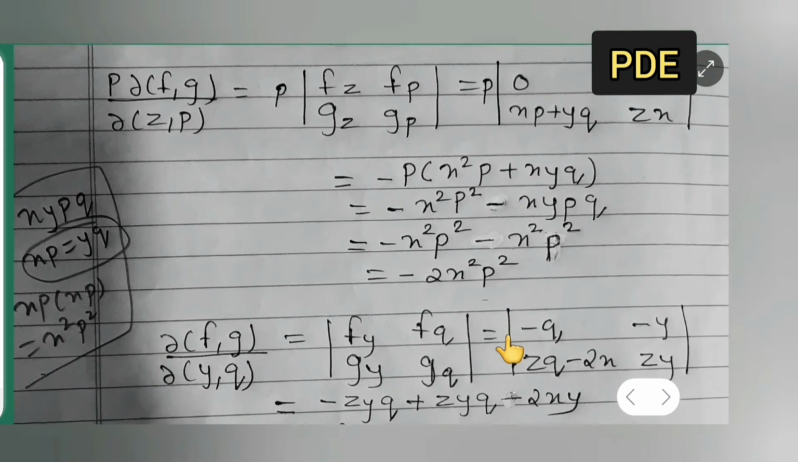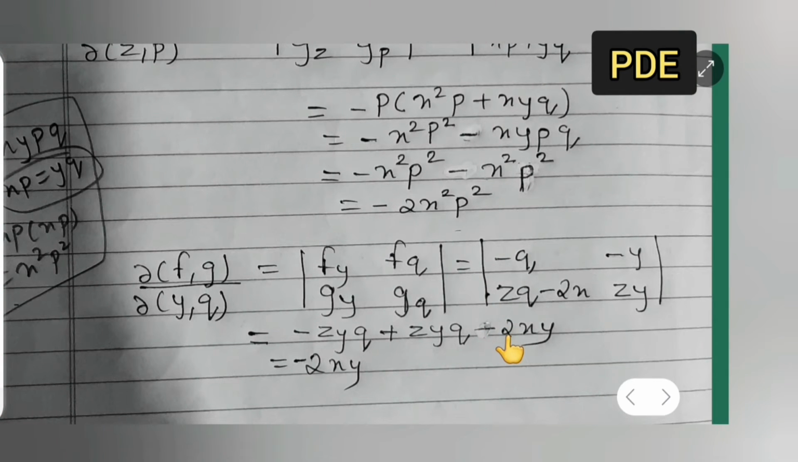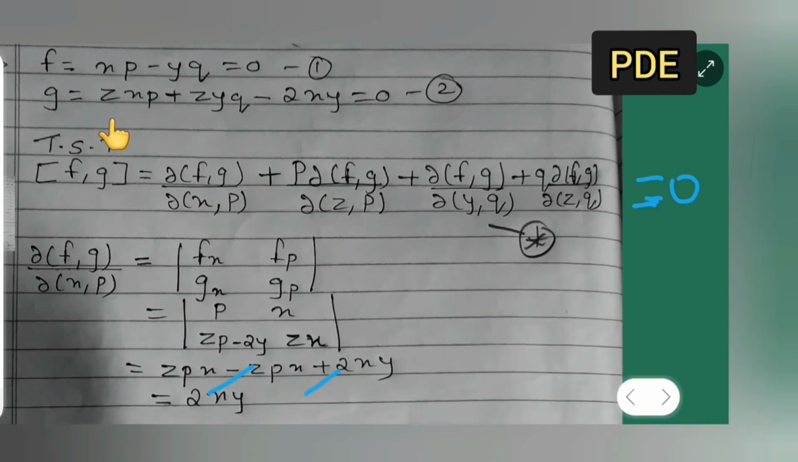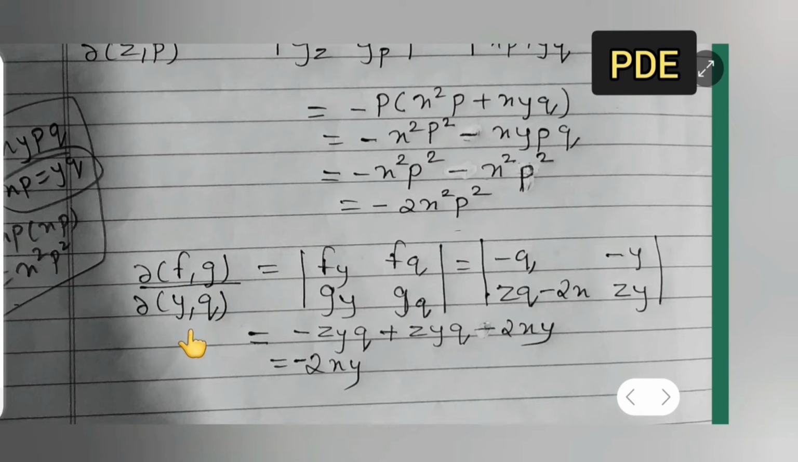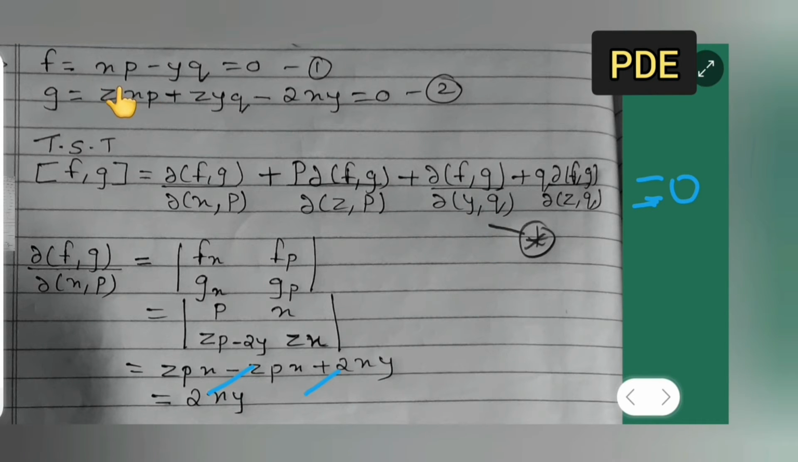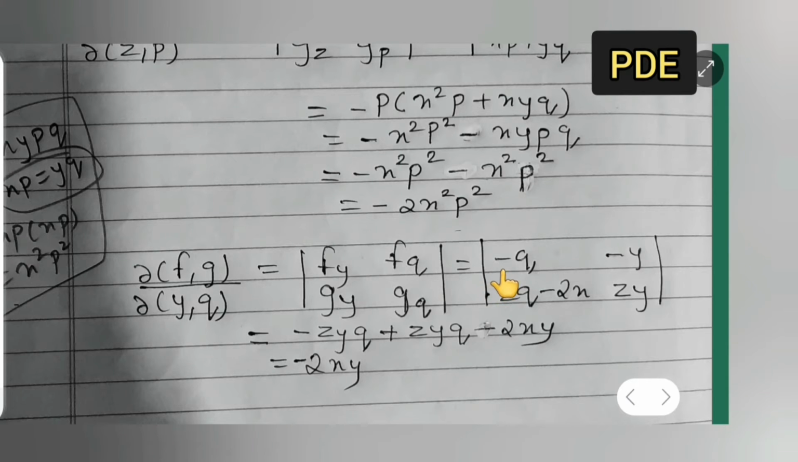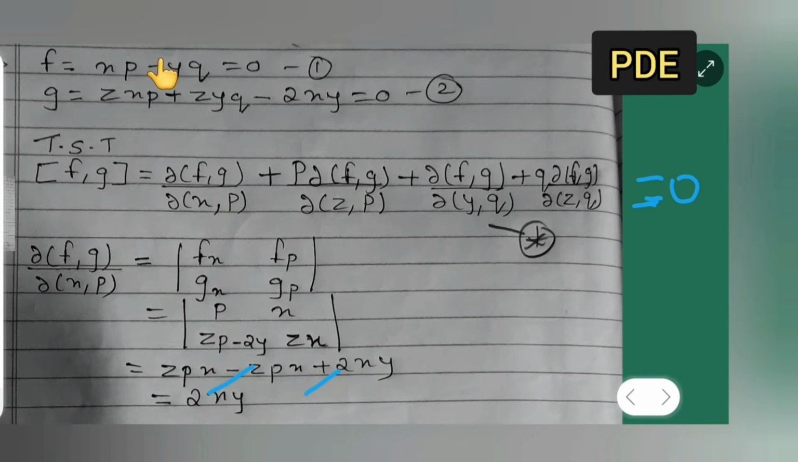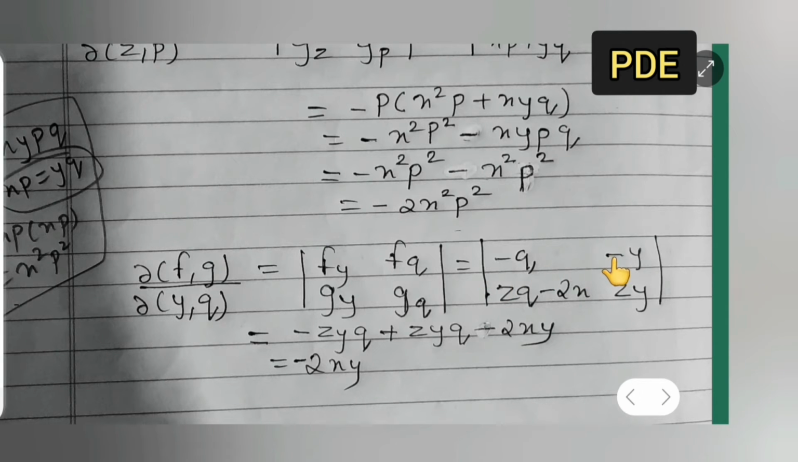Next you all need to find out this. Same way you have been doing this. We are done with the first one, we got the second one, now we need the third one. This one: dou of f comma g upon dou of y comma q is equal to fy fq, gy gq. So differentiate f with respect to y, you are going to get minus q. Plug the value over here. Differentiate f with respect to q, you are going to get minus y over here. So plug the value over here.